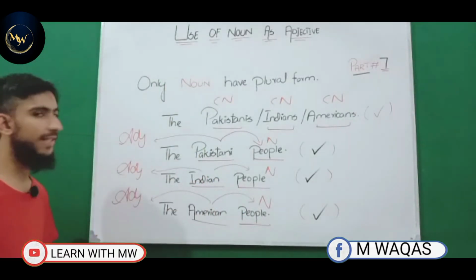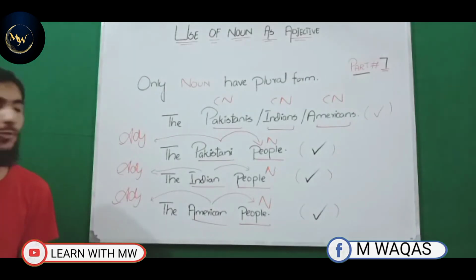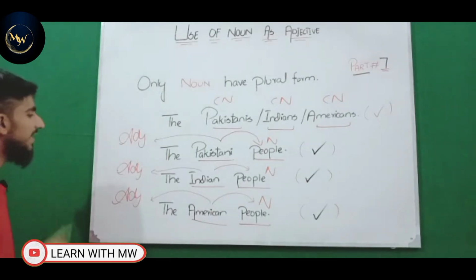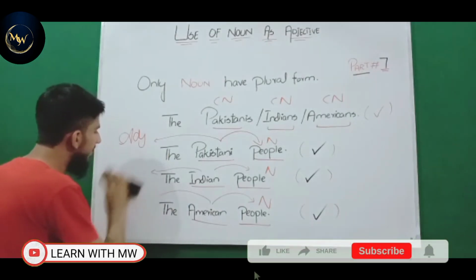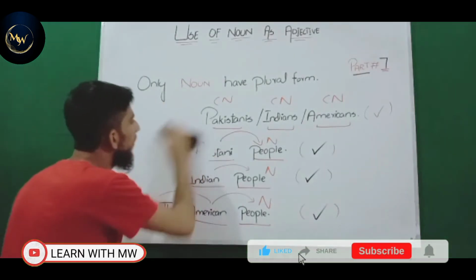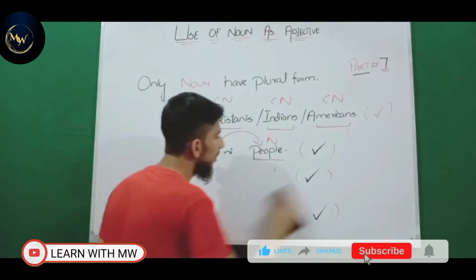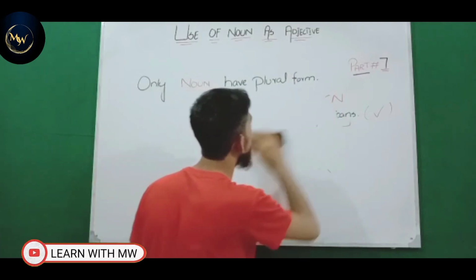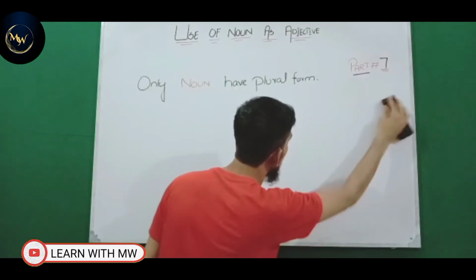Take a screenshot of this slide. Now viewers, hope you took a screenshot. In order to simplify it more, I will give you a last example. That is why "the Pakistanis" is right and "the Pakistanis people" is wrong. Hope you now understand the whole concept.